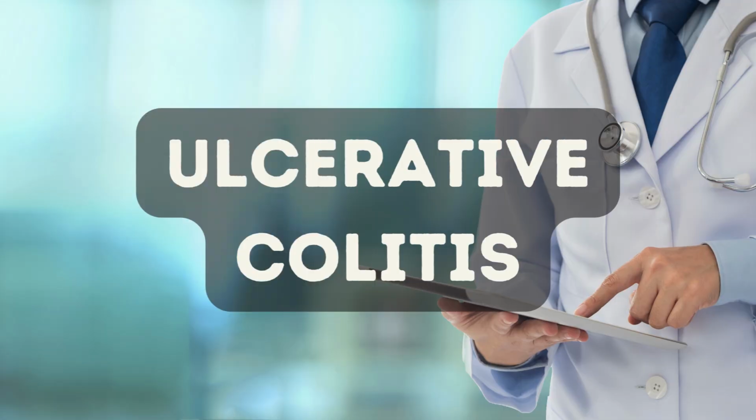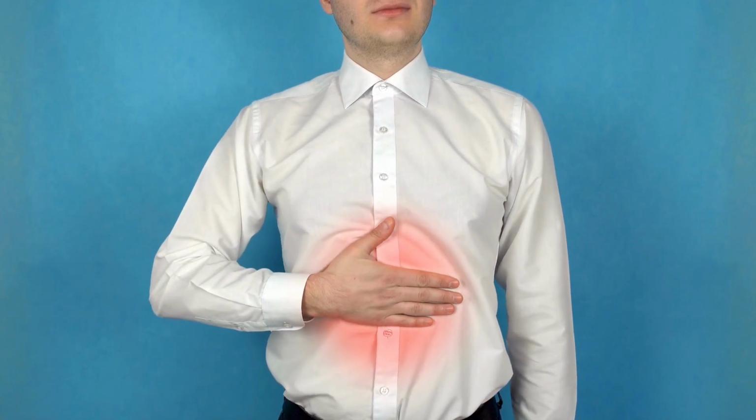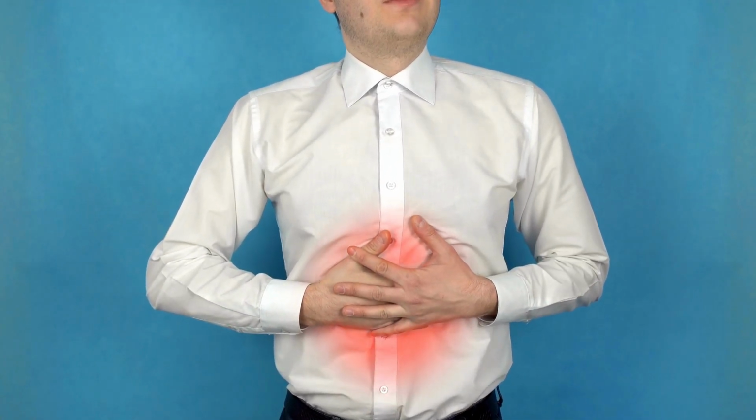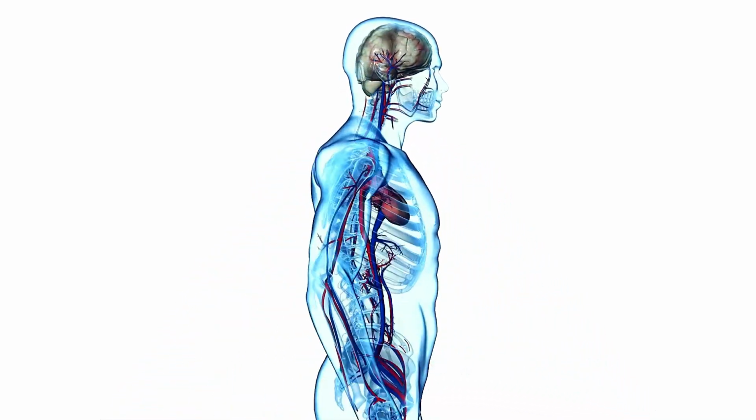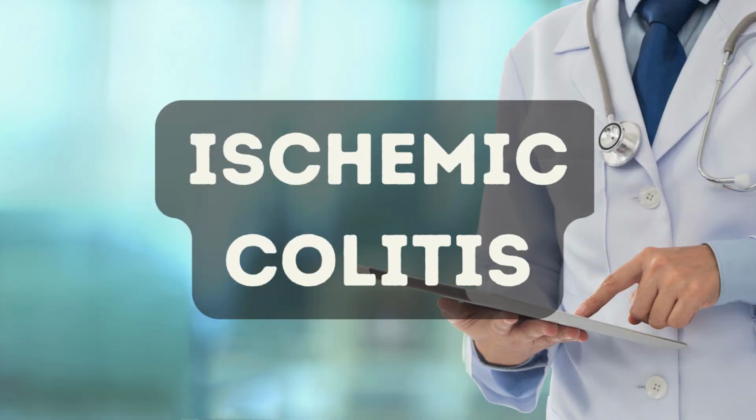Types. Ulcerative colitis. A chronic condition causing ulcers and inflammation in the colon's lining. Its exact cause is unknown, but it's believed to involve a combination of genetic, immune, and environmental factors.